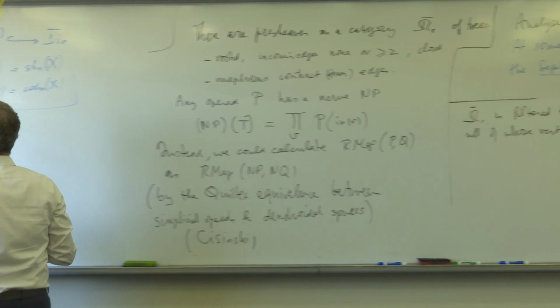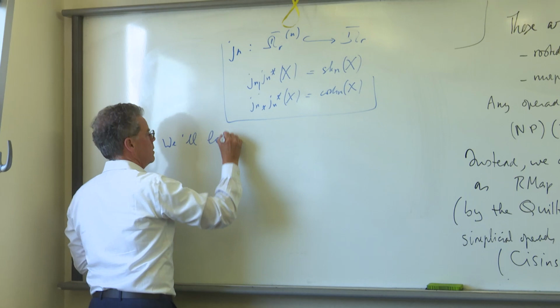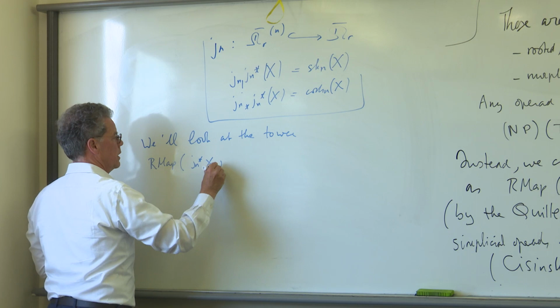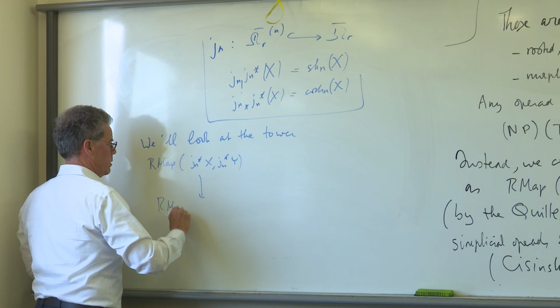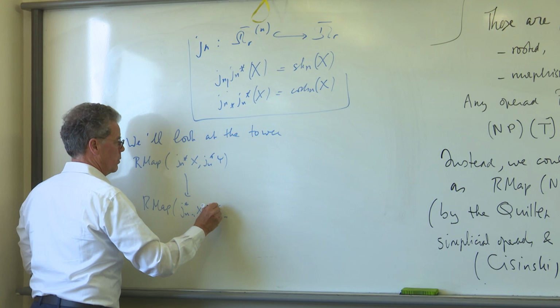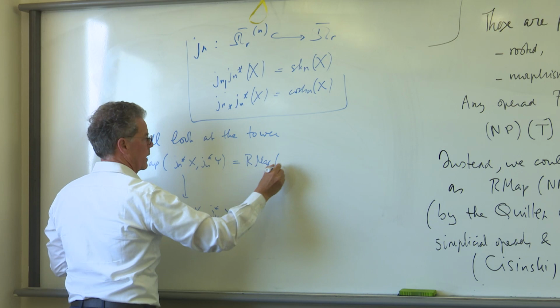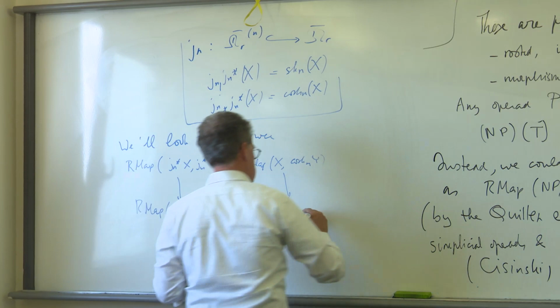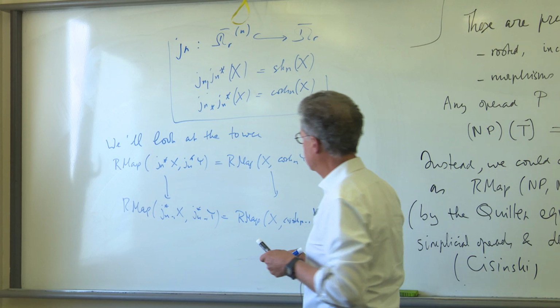So we look at the tower. R map from Jn upper star x to Jn upper star y, R map from Jn minus 1 upper star x to Jn minus 1 upper star y, which I could also write as R map from x to the co-skeleton n of y, and this is R map from x to the co-skeleton n minus 1 of y. Okay, the various ways to write it.